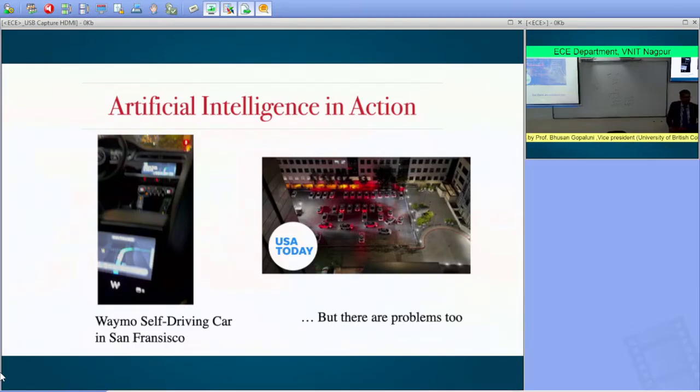You can search for this story online. You'll find a lot of things about it. So eventually, Cruise, I think it was a company supported by GM, General Motors. They went bankrupt, and I don't know if they restarted. I haven't kept up to speed with the latest news.